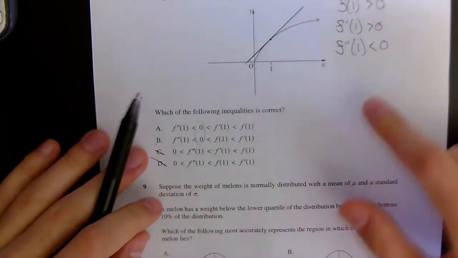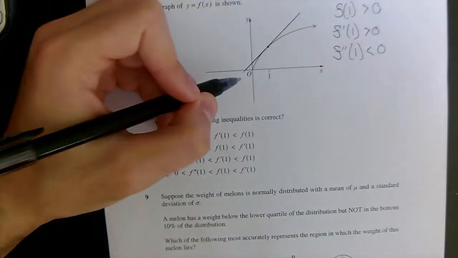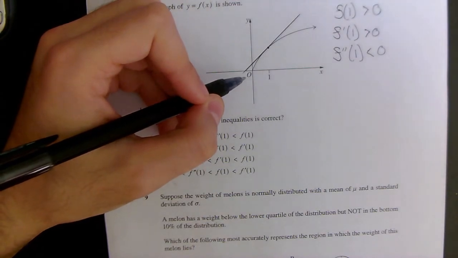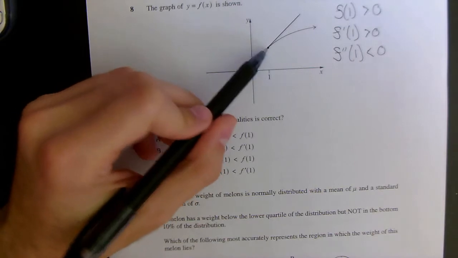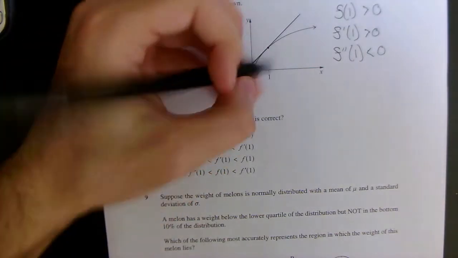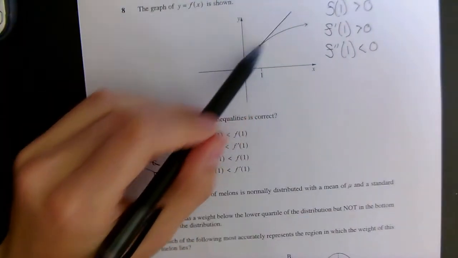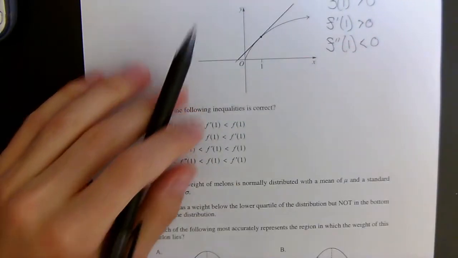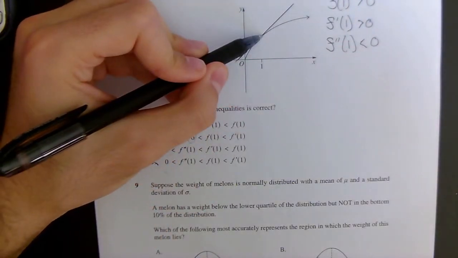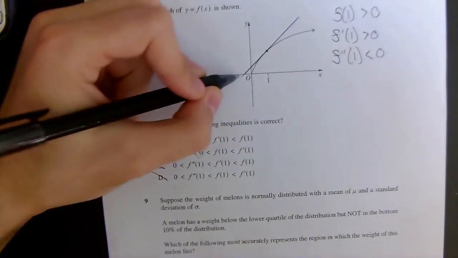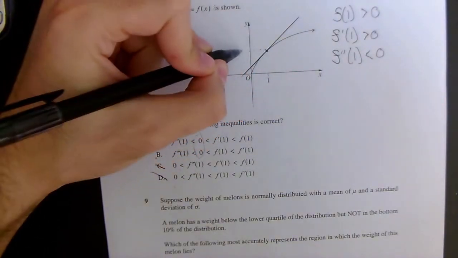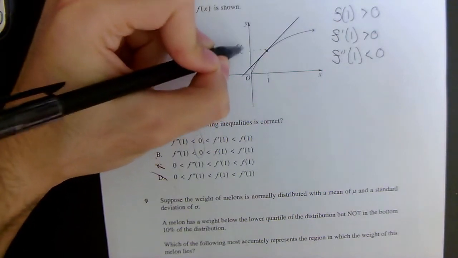And how we can kind of see this is, well, we can say that the derivative at x equals 1 is going to be the gradient of this line. And we notice that the gradient of this line is given by rise over run. So we can say the rise. So what's this y value? And this y value here is f of 1.